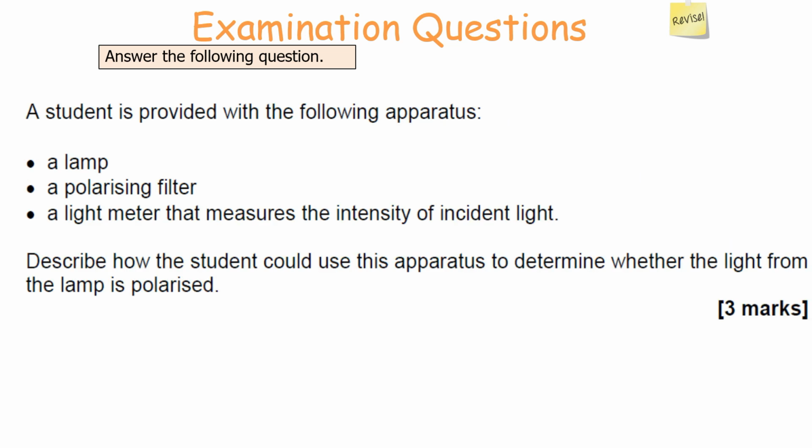A student is provided with the following apparatus: a lamp, a polarizing filter, and a light meter that measures the intensity of incident light. Describe how the student could use this apparatus to determine whether the light coming from the lamp is polarized. So pause the video now, then unpause the video when you want to go through your answer.